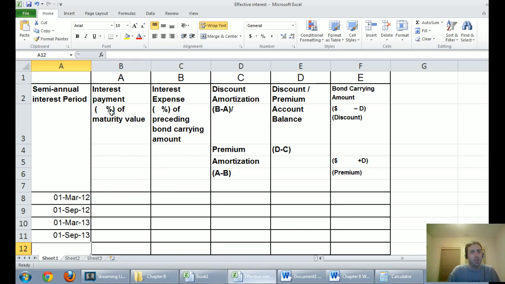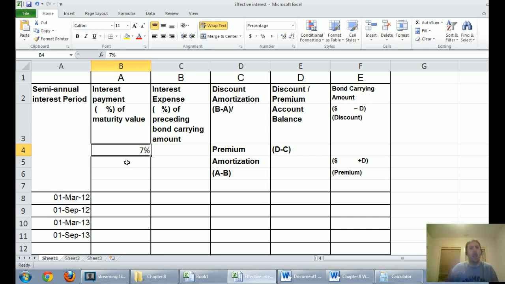The interest payment is our first column we're going to look at, and the interest payment is what we've promised to pay. And if you recall, we promised to pay 7%. But because everything on this table is a semi-annual period, we want to divide that 7% by 2.